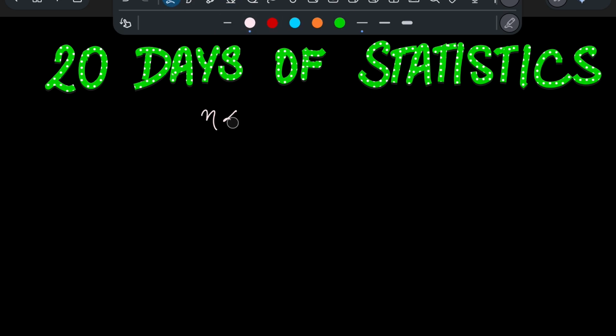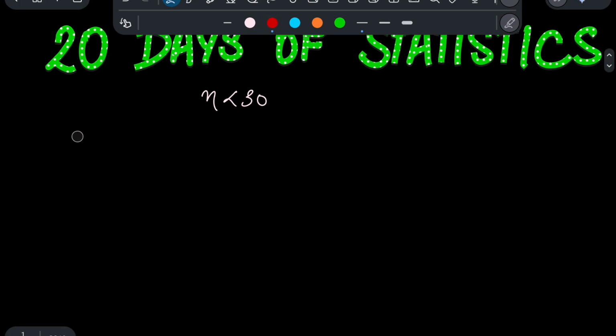N is less than 30, because greater than 30 is handled by the central limit theorem. But what if our n is less than 30, or when the population variance is unknown? The normal distribution isn't reliable. So that's where the t distribution and the chi distribution come in. Let's talk about the t distribution first.